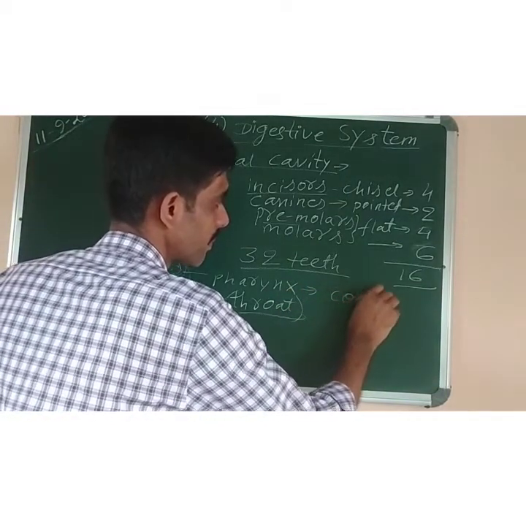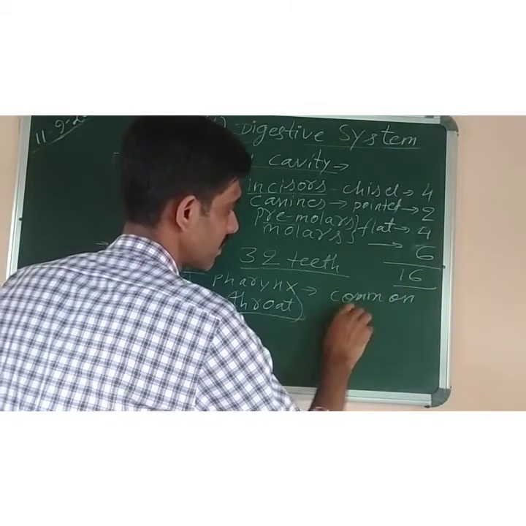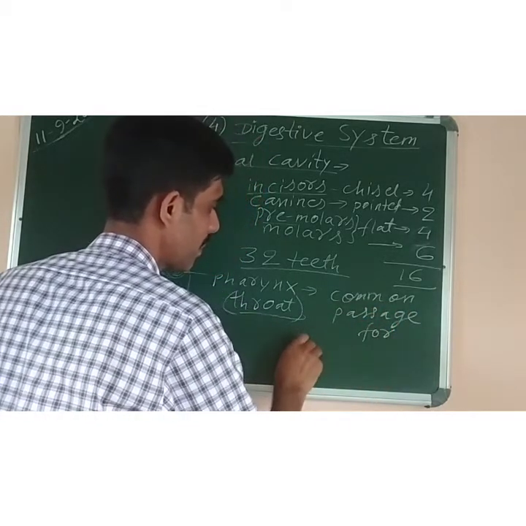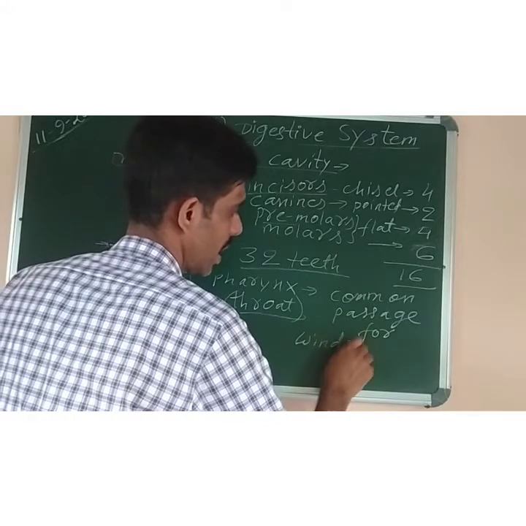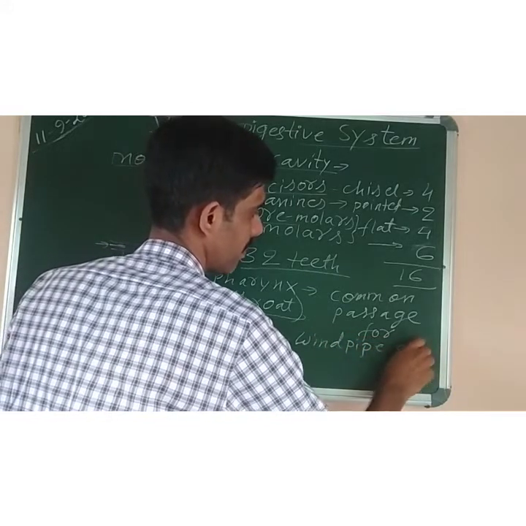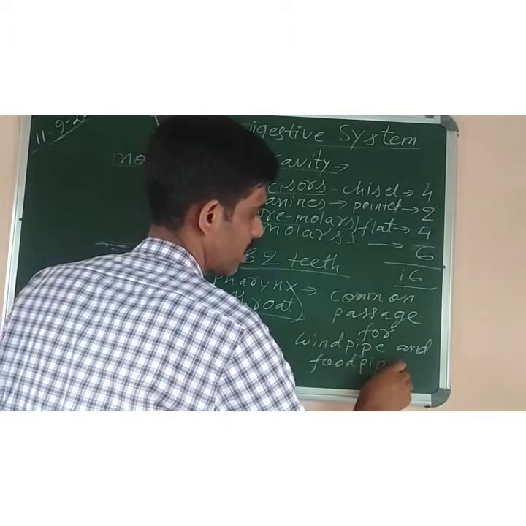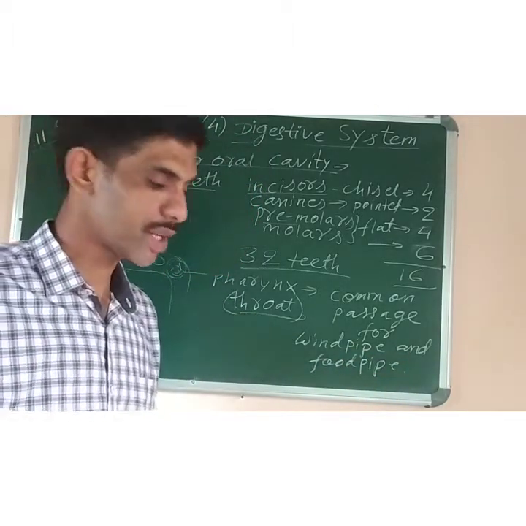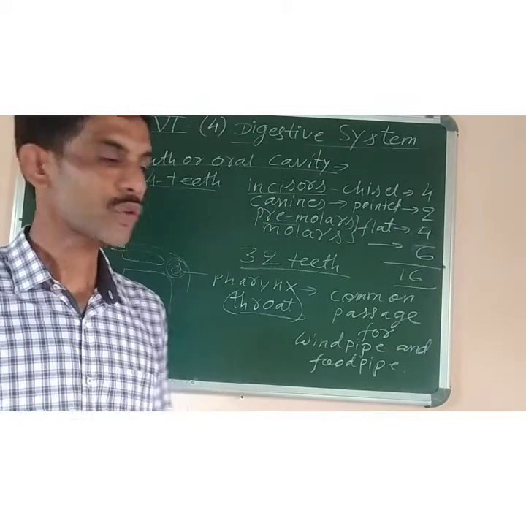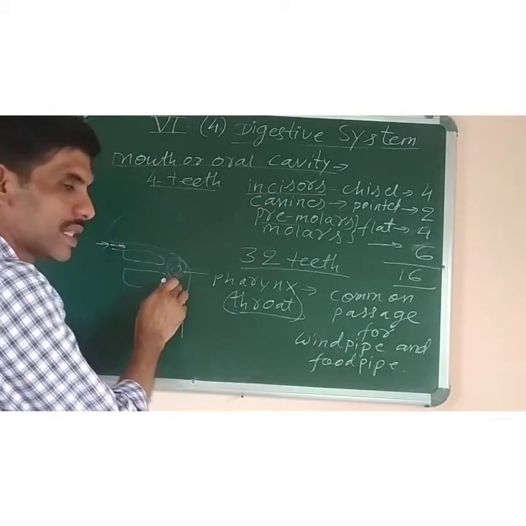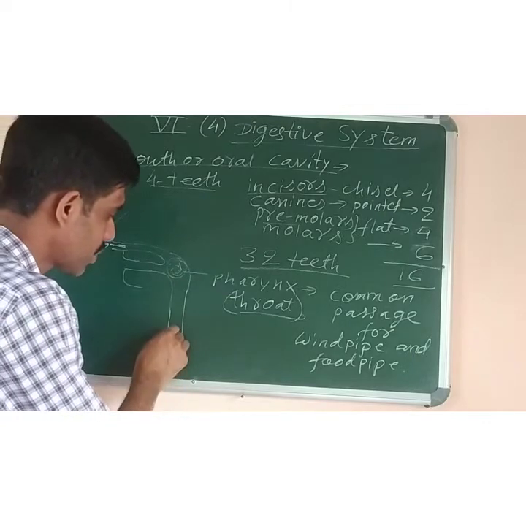Common passage for windpipe and food pipe is called throat. Understood now? Now next we have the esophagus. Esophagus is the food pipe which starts from this neck region and it ends up to the stomach.